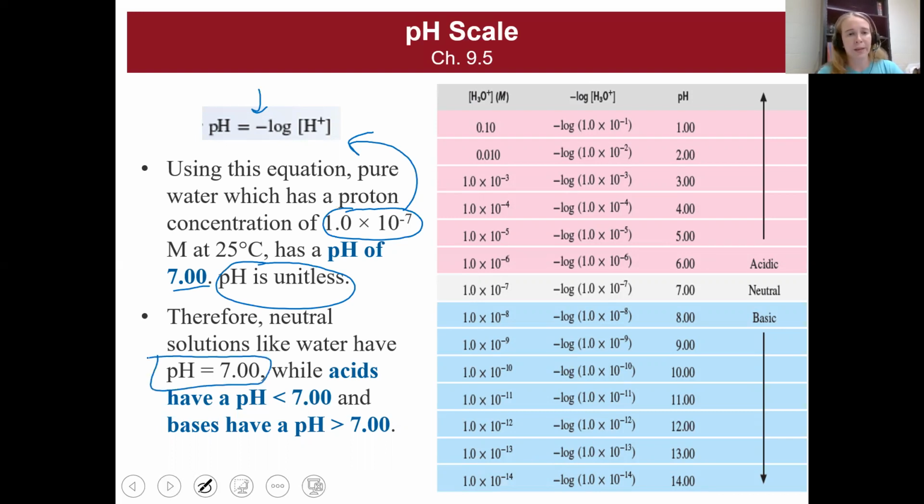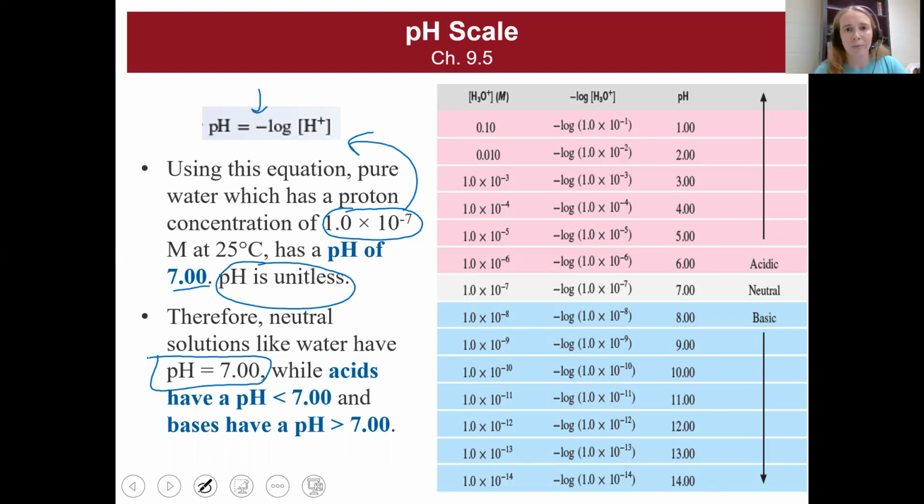Anyway, neutral solutions like water have a pH equal to 7. So neutral is pH 7. Acids have a pH of less than 7, and bases have a pH of greater than 7. A pH of like 1 is a pretty strong acid, and a pH of 14 is a super strong base.